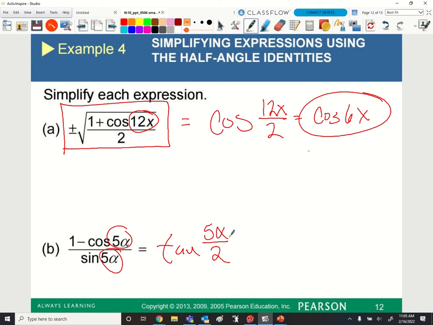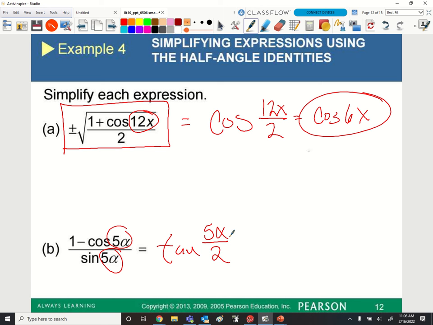Does that make sense now? Is that a little bit easier? We're just matching the formula that this goes with and plugging it in backwards. We've been doing it the other way. We start with a tangent of 5 alpha over 2, and then we plug it in this way. But on example 4, we're just taking what I have here, seeing which one it matches, and going with it there.